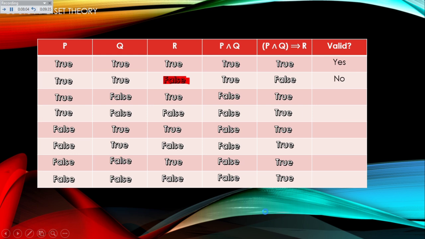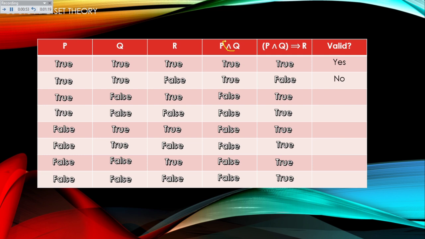For conjunction, the result of P and Q is implicitly shown in the fourth column. For negation, there are no columns representing the negation of P, Q, or R in this truth table because the argument as stated does not contain any negative proposition. If the argument had a statement like not P, we would have a separate column for that.